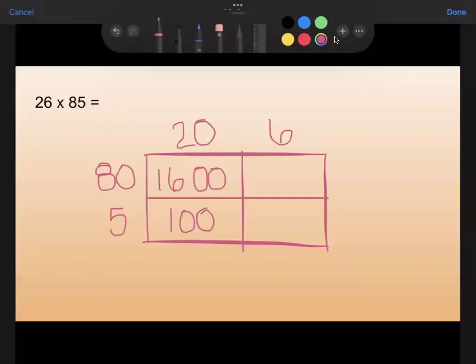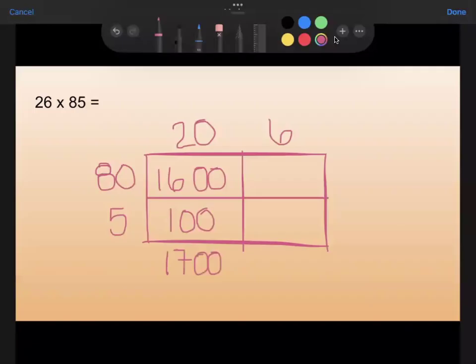Okay, now my choice is I can either add those up and put it down at the bottom, or I can keep multiplying. I think I'll add them up since they're kind of easy to add in our head. 1,600 plus another 100 is 1,700. So I'm going to go ahead and put that down here.